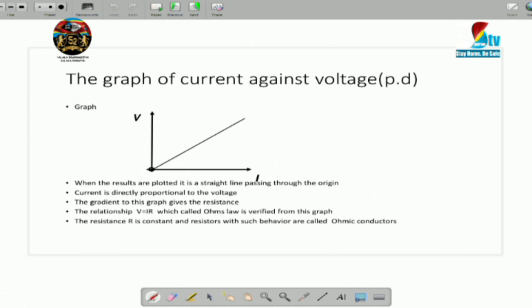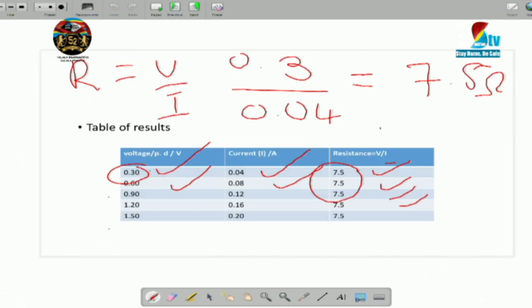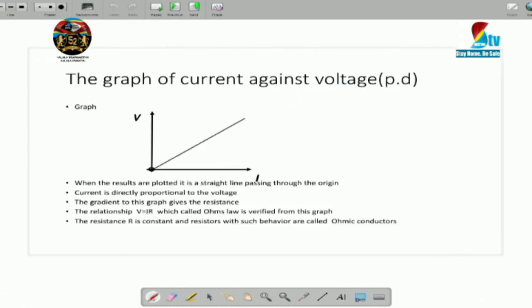So if we plot these results in a graph, this is what we'll be getting. We're going to get a straight line that passes through the origin. And this shows us the proportionality of the voltage and the current. The gradient of this graph will give us the resistance. So if you take the gradient as your V over I, it will give you what we call the resistance.